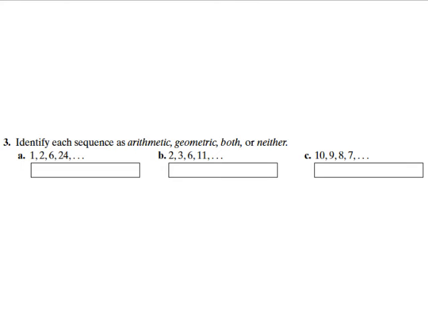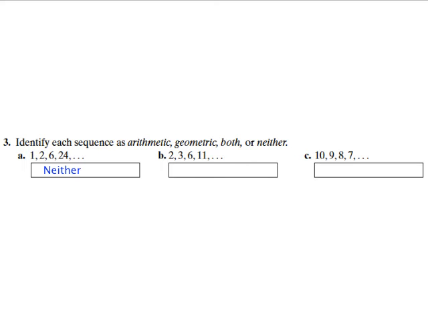In the first sequence, we have 1, 2, 6, and 24. We're trying to find a pattern. There is a pattern because you can take 1 times 2 to get 2, 2 times 3 to get 6, and 6 times 4 to get 24. So there's definitely a pattern that we can establish, but it's actually neither because we're multiplying, but we're not multiplying by the same number. So it's going to be neither.